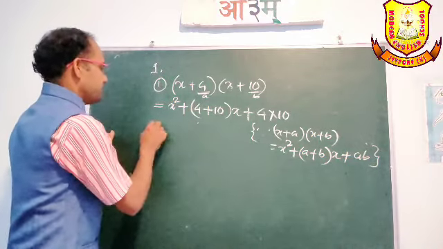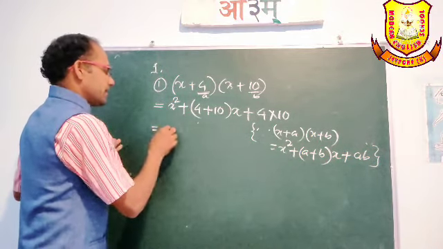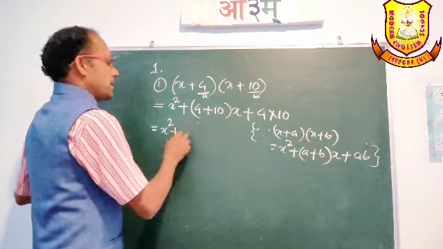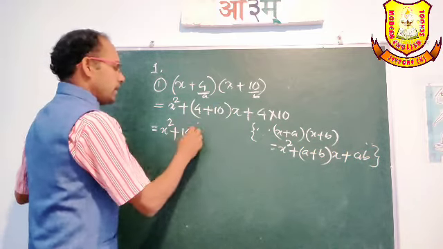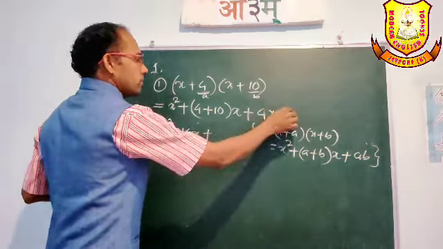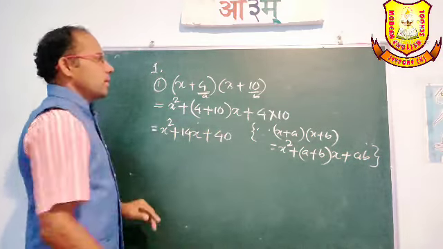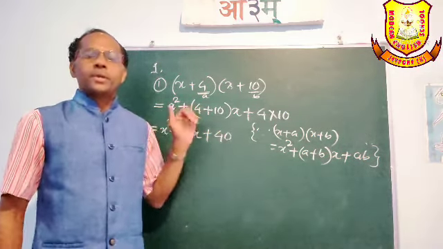So this implies it is equal to x square plus (4 plus 10) into x, 14x, plus 4 into 10, 40. Okay, this is question number 1, first bit.